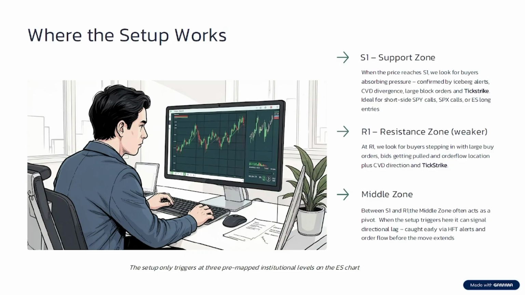The middle zone. It's between S1 and R1. The middle zone often acts as a pivot. When the setup triggers here, it can signal directional lag, caught early via HFT alerts and order flow before the actual real move extends.